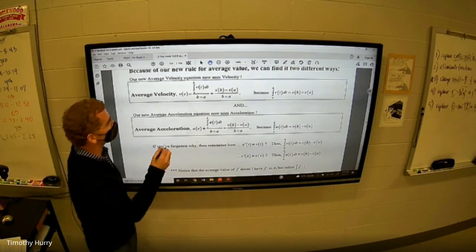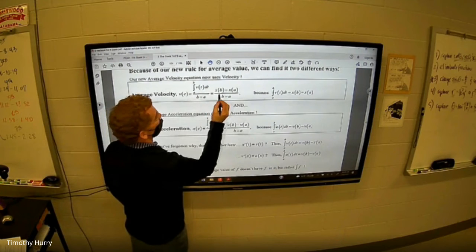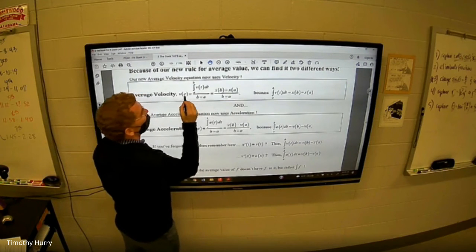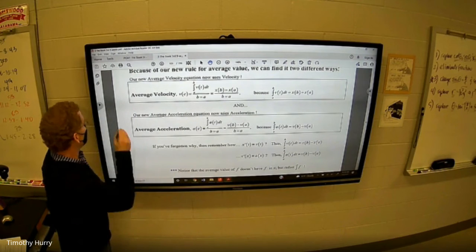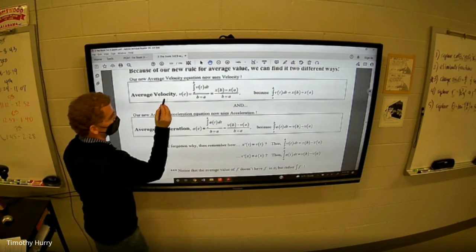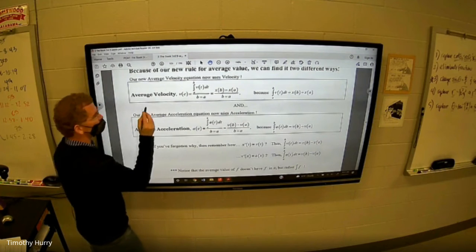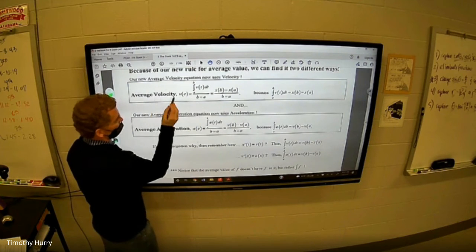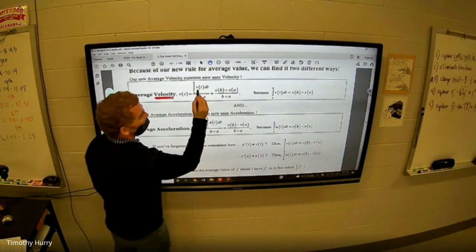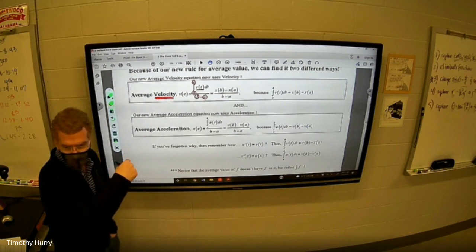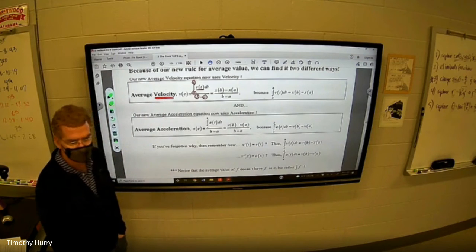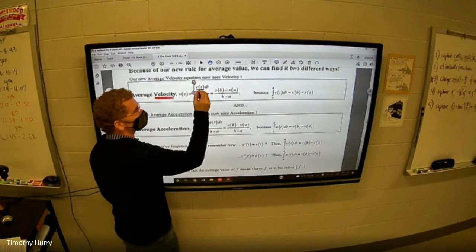I have people all the time that I give them the position function and I say, what's average velocity? And they integrate the position function. No. Average anything. Guys, average of any function I give you. Any function. Integrate that function over the beginning and end interval divided by the end minus beginning interval.